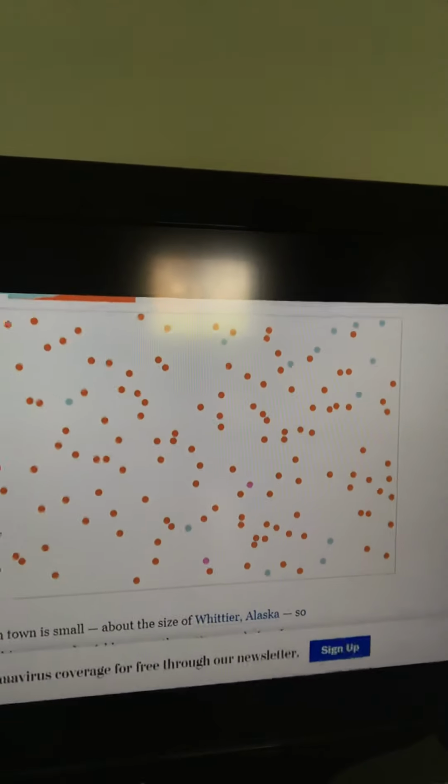Orange people have it, blue people do not have it. You can see that each time an orange touches a blue, the blue gets the virus. In this case, the purple are the people that have recovered. But that situation is super scary because it didn't take long for that entire screen to fill up with orange, with sickness. And the reason for that is because we have a situation like this.